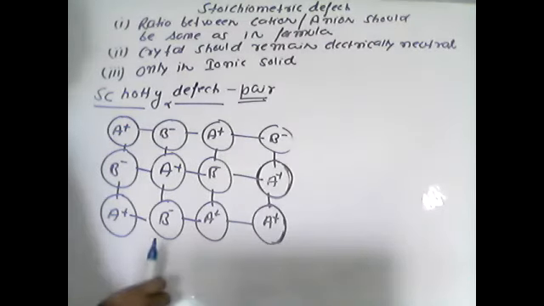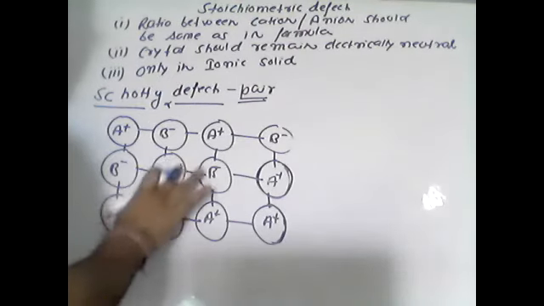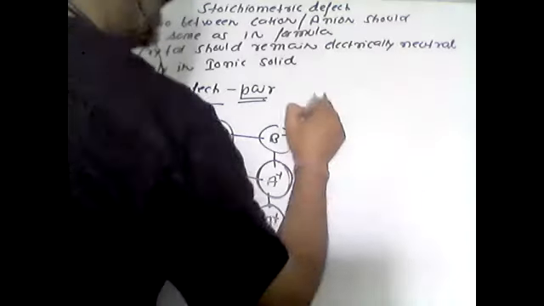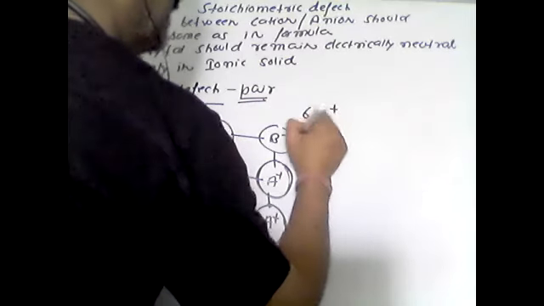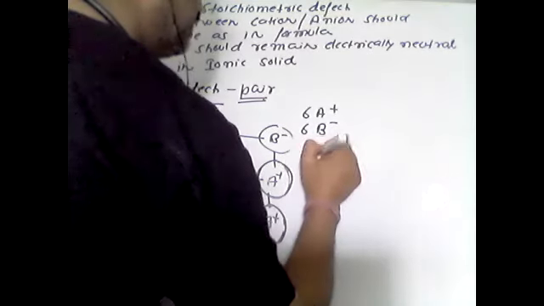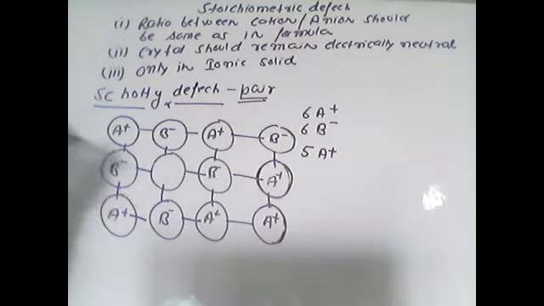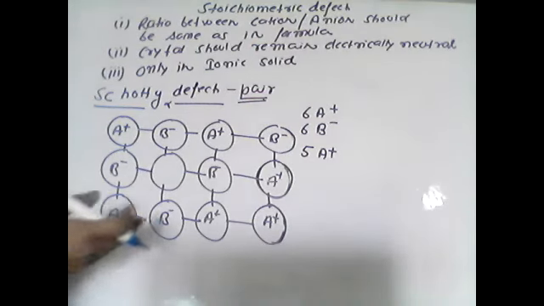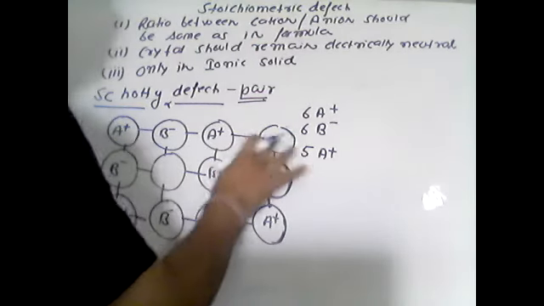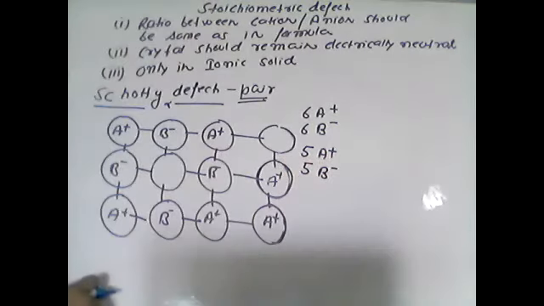So this is the ideal crystal. What will happen when a Schottky defect is created? One of the cations is missing from here. Right now, we have 6 A positive and 6 B negative. One of the cations is missing, so we'll now have 5 A positive. At the same time, because we need to maintain electrical neutrality, one of the anions from the neighboring site is also missing. So I will get 5 B negative.